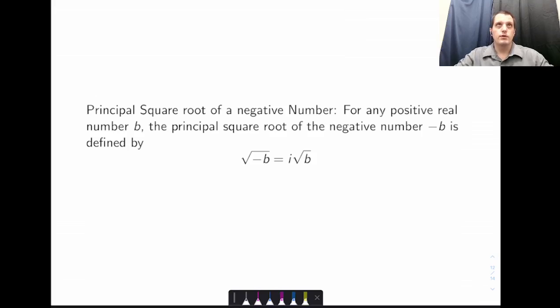The principal square root of a negative number. For any positive real number b, the principal square root of a negative number, negative b, is defined by, so here we have square root of negative b is i square root of b. If b were a perfect square, we'd take it outside of the square root, but we don't know that, so we leave it in.